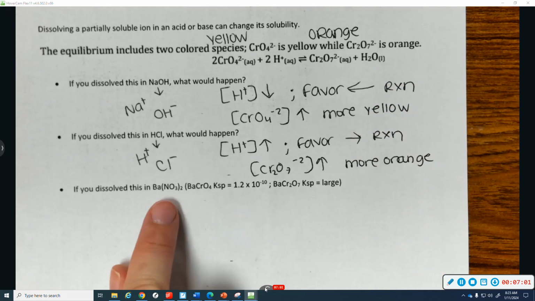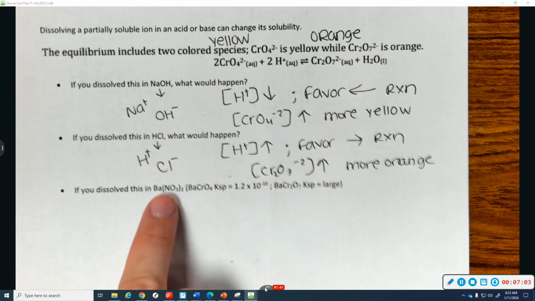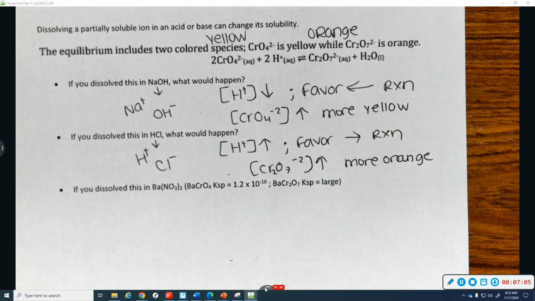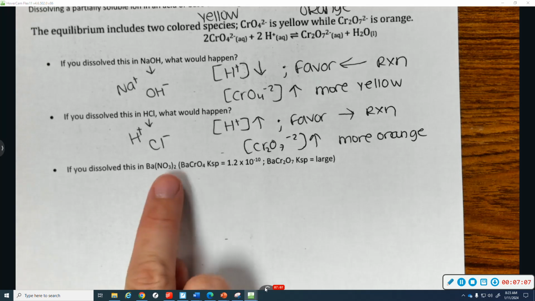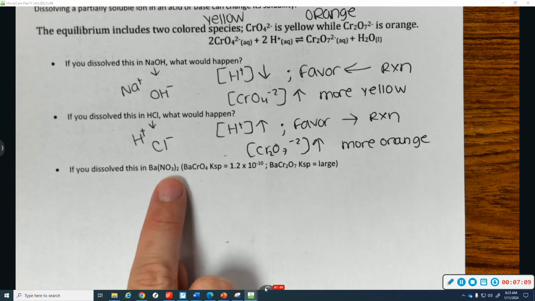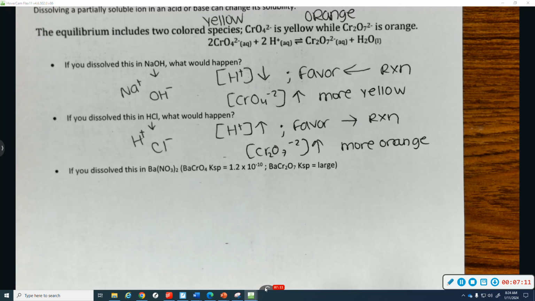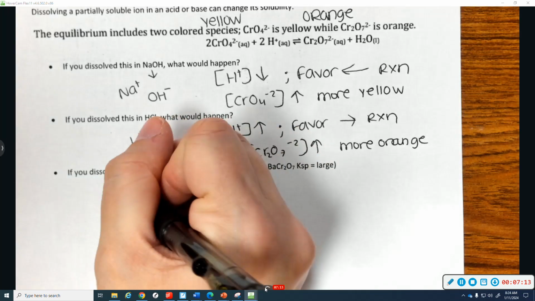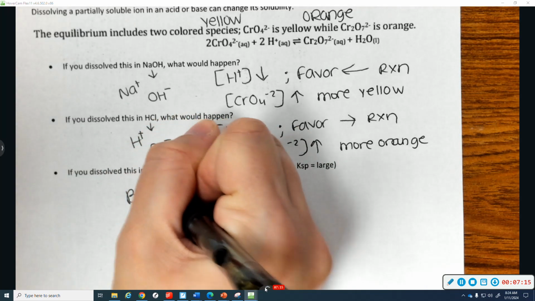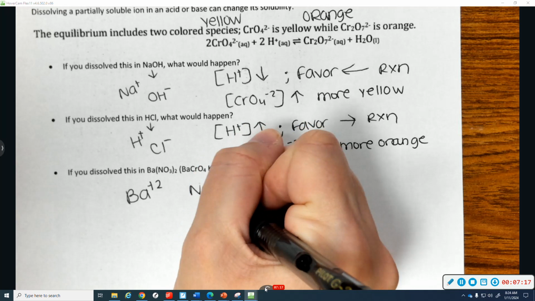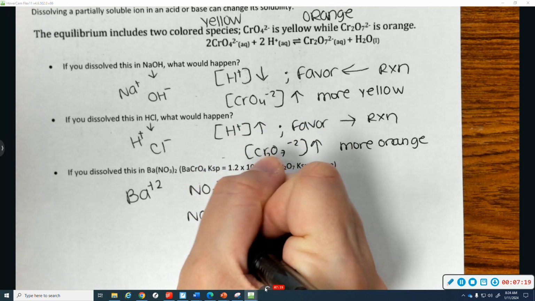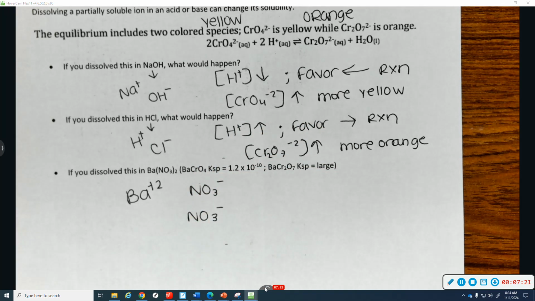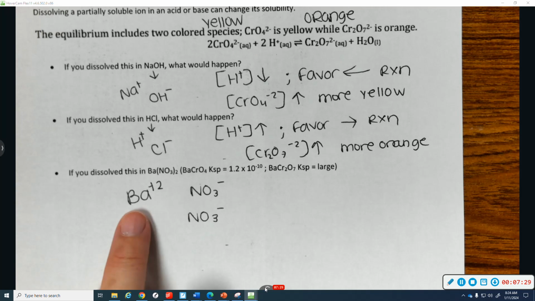Now, what if I dissolved this system in barium nitrate? Barium nitrate, you should recognize when you see this that anything with nitrate that's in NAPS, that means it's completely aqueous. So you are putting it in a solution of barium ions and nitrate ions. We know nitrates are NAPS. They won't form anything with anyone, but it's the barium we need to think about.